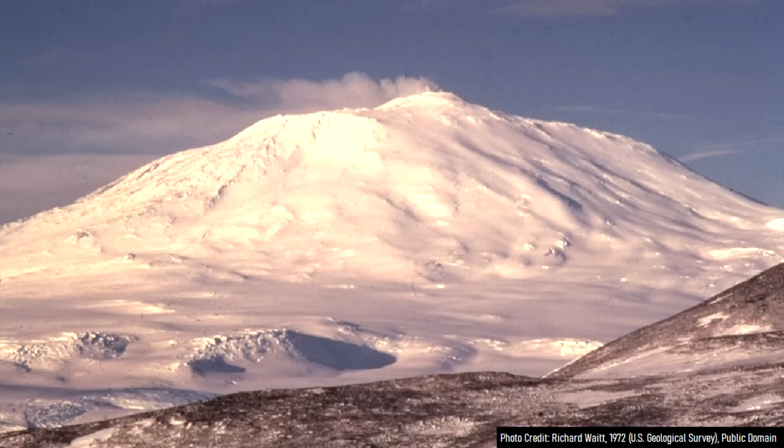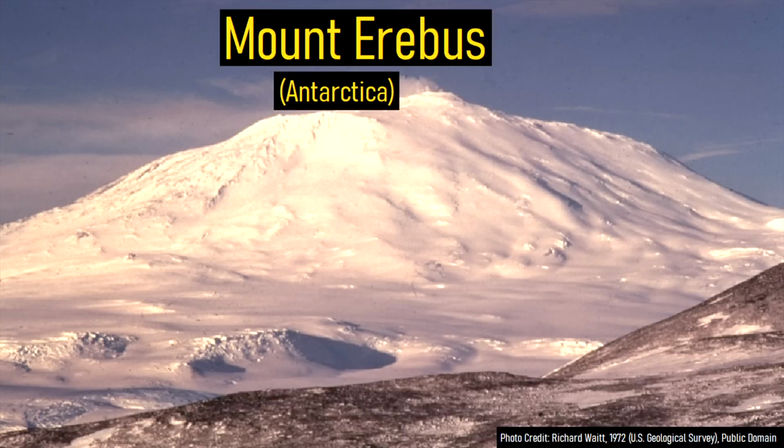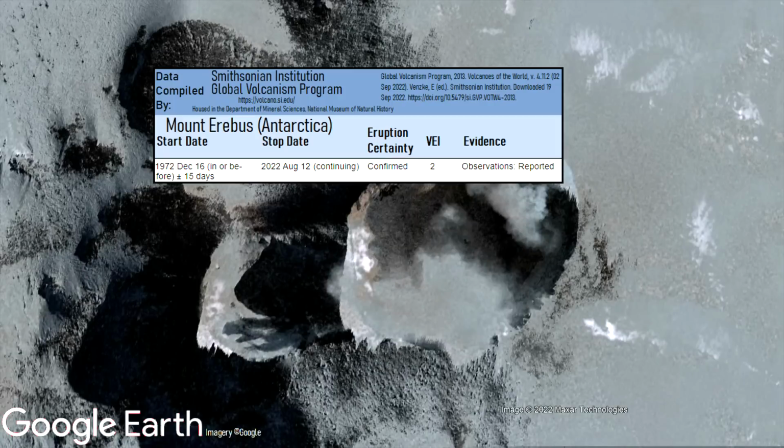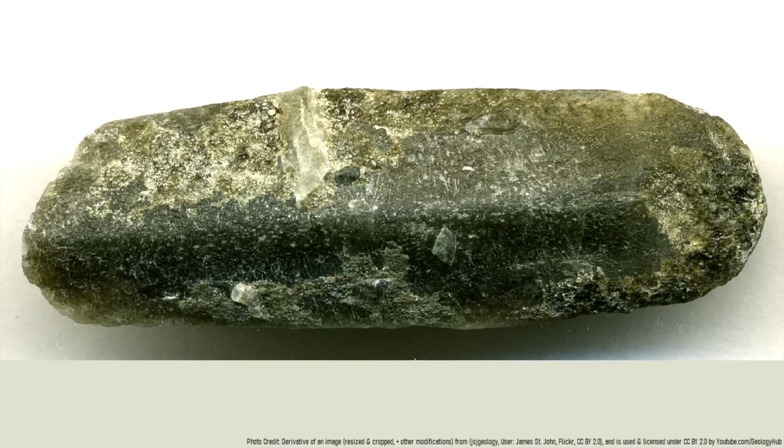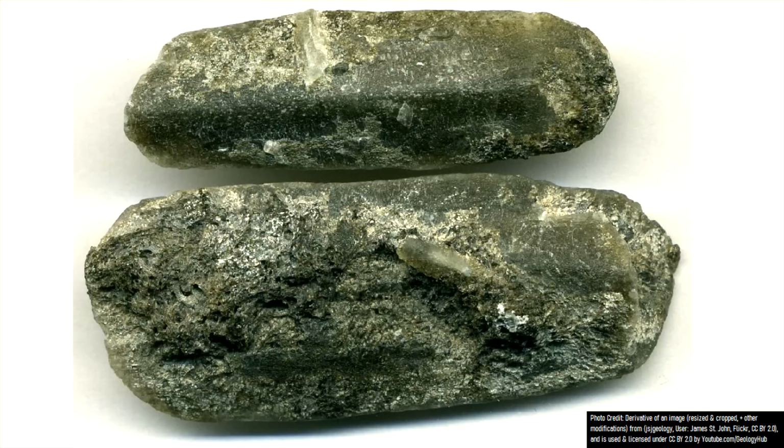The volcano I am referring to is Mount Erebus in Antarctica, which has been continuously erupting since 1972 and contains an active lava lake. This volcano mysteriously produces unusual elongated crystals which are often between 1 and 6 inches in length. Known as Erebus Crystals, they are found around the summit area of Mount Erebus.